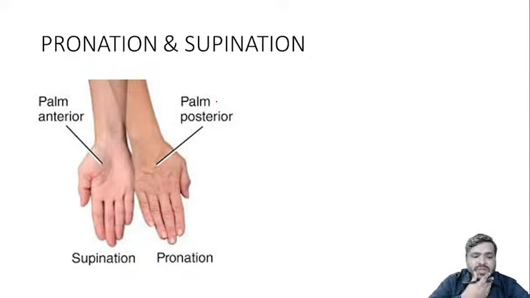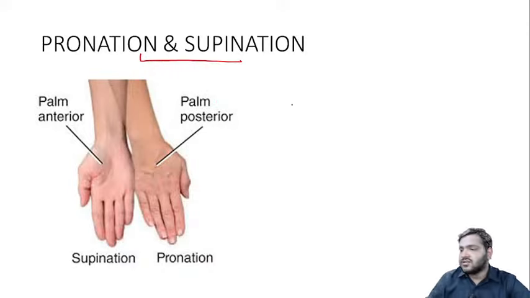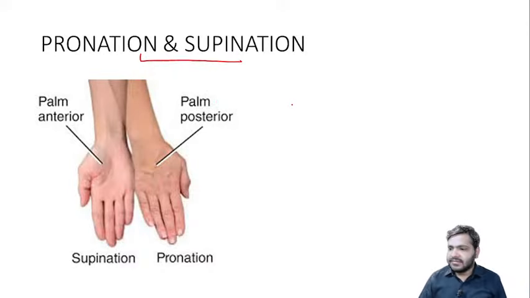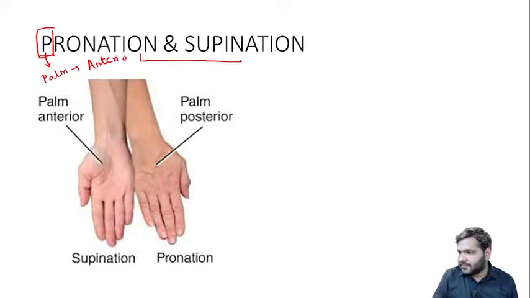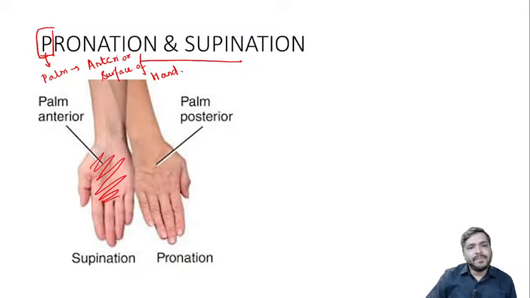Now guys, coming on to the next one, that is pronation and supination. Try to remember the fact, just by the name: pronation, P for palm, and palm basically means the anterior surface of the hand. So remember the palmar surface, guys. When the palmar surface is above, like this, it is called the supination movement.